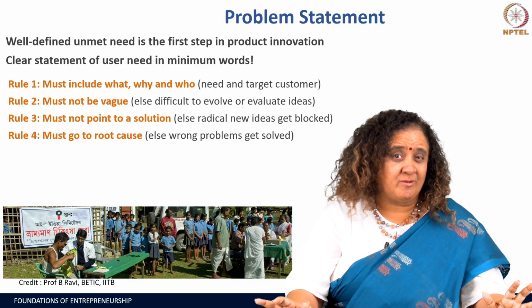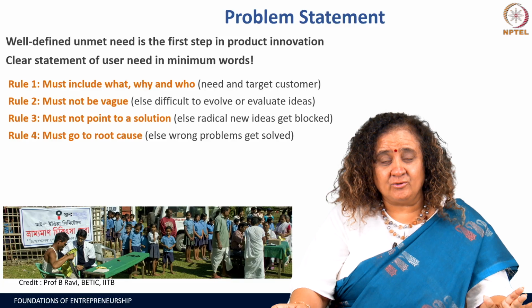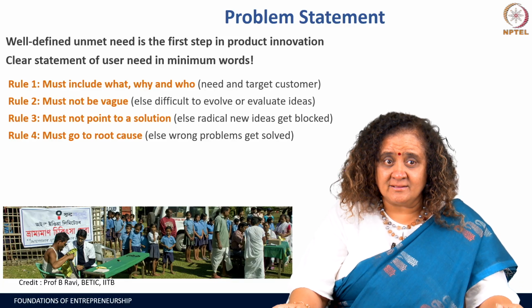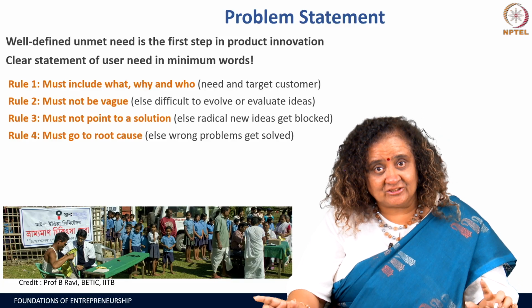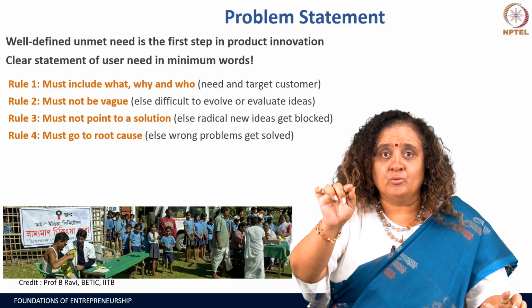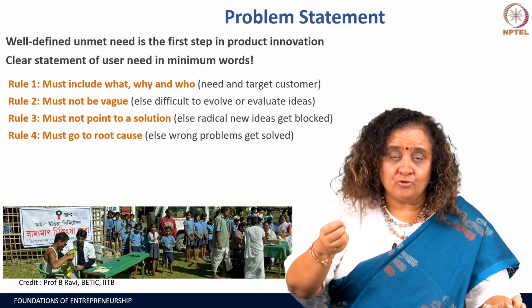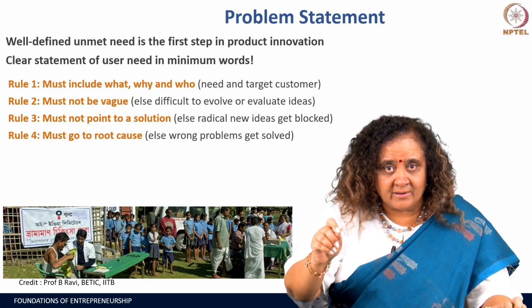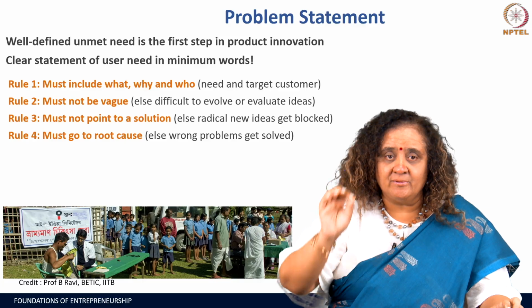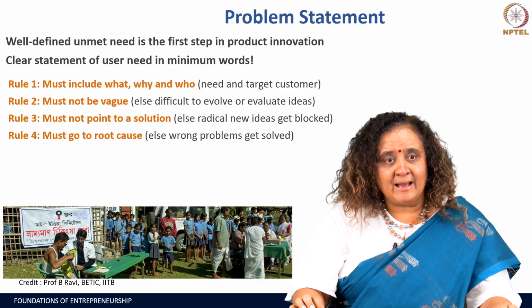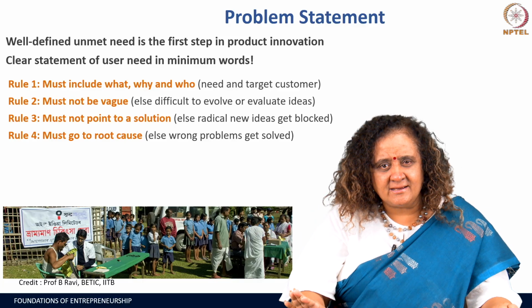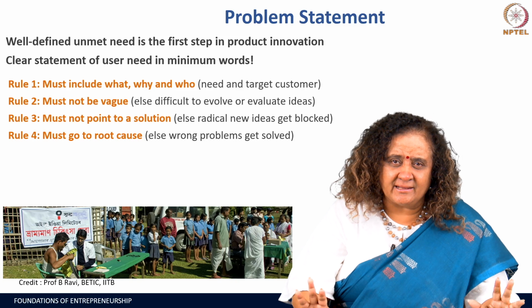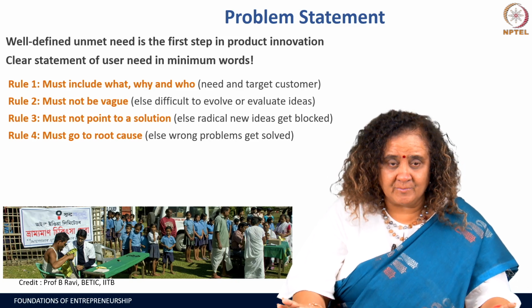Rule 1 is what Betic states should be included in the problem statement. Rule 2 says it should not be vague, else it is difficult to evolve ideas or evaluate ideas. Rule 3 is the reverse of vague: it must not point to a solution. You can't start with the solution and retrofit a problem around it. You have to start from a problem and then find a solution. If you point to a solution already, then some ideas which could be radical or different will get blocked.